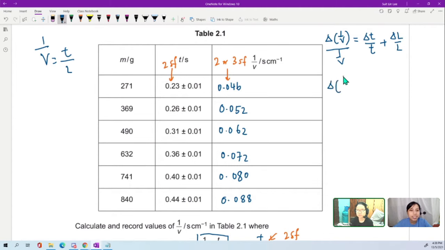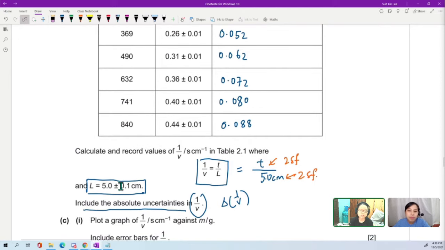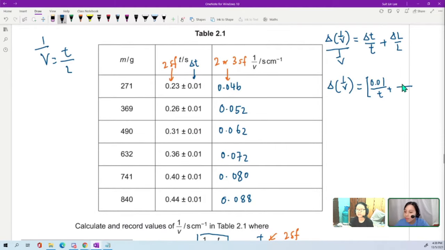Okay, then I will substitute or try to write this in a format where I can press my calculator easily. This will be the uncertainty in T. The uncertainty in T is all constant. 0.01. Just write 0.01 now. Not every time the absolute uncertainty is constant in your table. Just FYI. They don't always have to be the same thing. But this one it is, which is a good thing for us. Uncertainty for L is 0.1 divided by 5. And then don't forget to multiply the 1 over v.